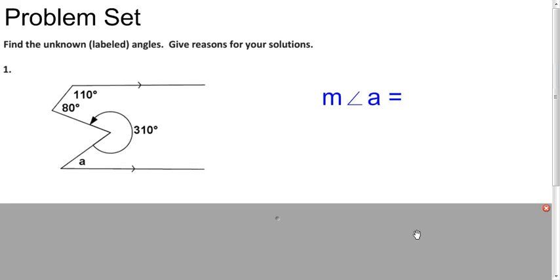So in these examples, you're going to have to draw some auxiliary lines in to find the missing variables. So once again, for each one, take a moment to pause it, try it, and I'll show you my solution.